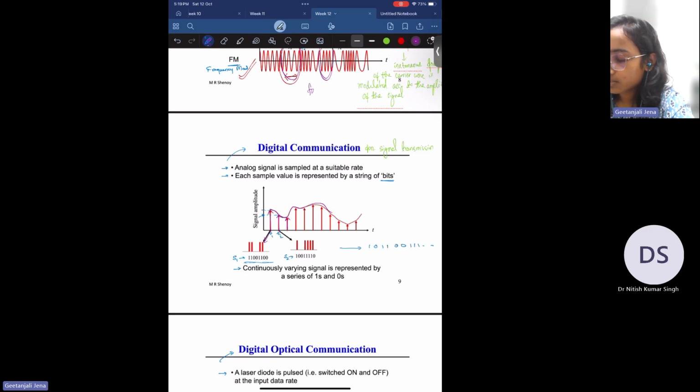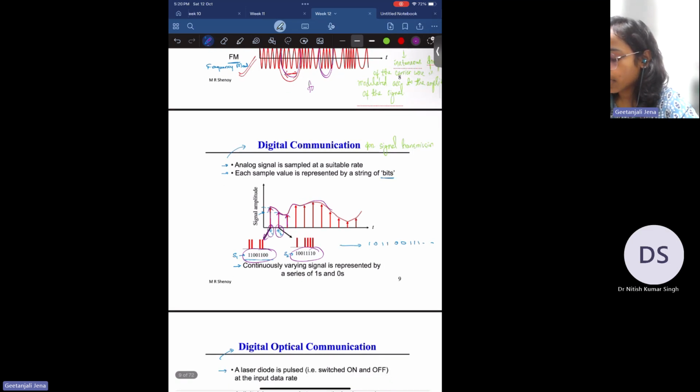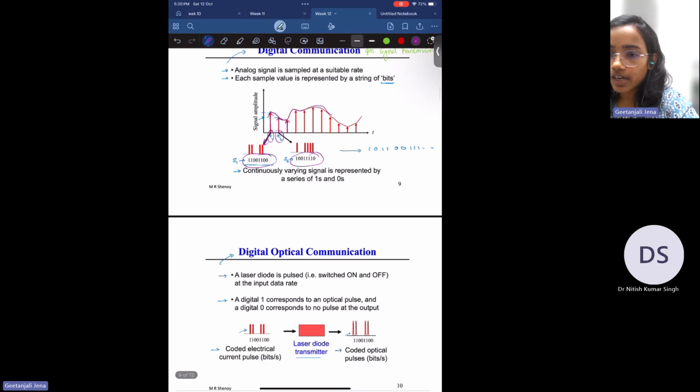In this figure, T1 and T2 define the sampling of the analog signal at time T1 and at time T2. And the bit sequences are like this. So in terms of ones and zeros, we represent the analog signal and transmit it through the optical fiber. So in digital communication, we sample the analog signal and represent it by zeros and ones. And digital communication has advantages over amplitude and frequency modulation techniques. Typically, one of the main advantages is higher signal to noise ratio.